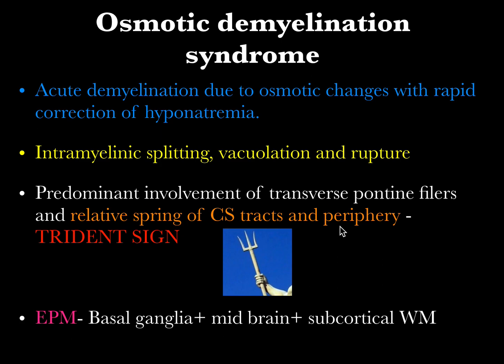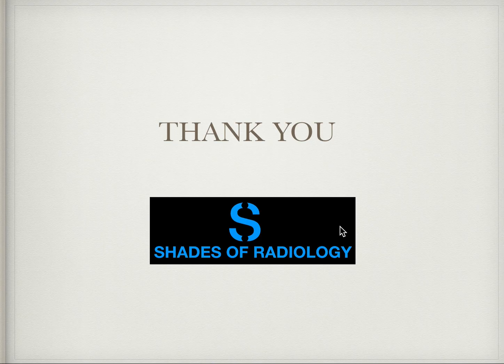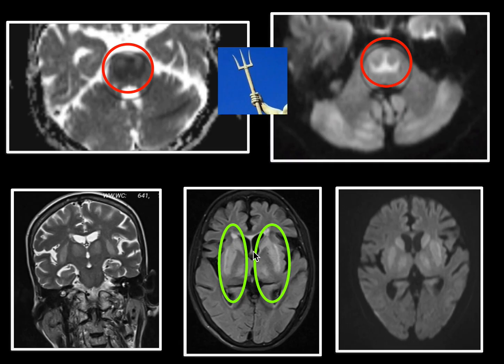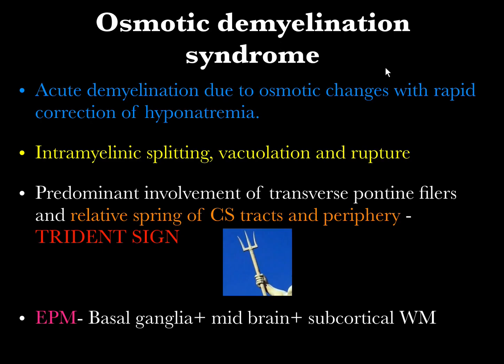Hence, it gives a trident sign appearance because of involvement of the transverse pontine fibers. So let us see the transverse pontine fibers. This is the corticospinal tracts which are spared here typically. That is the reason it gives a trident appearance, because the rest of the pontine involvement is there. So this is called as trident sign.